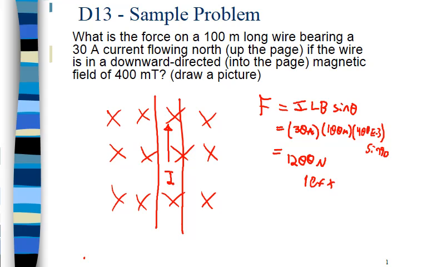Okay, so 1200 newtons to the left would be the force this would experience. And to orient your hand, you're going to be pointing towards the ceiling. Your middle finger is going into the page, into your screen here, and then your thumb should be pointing to the left.